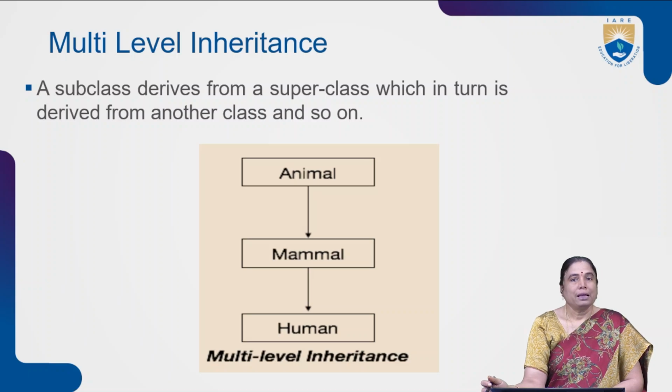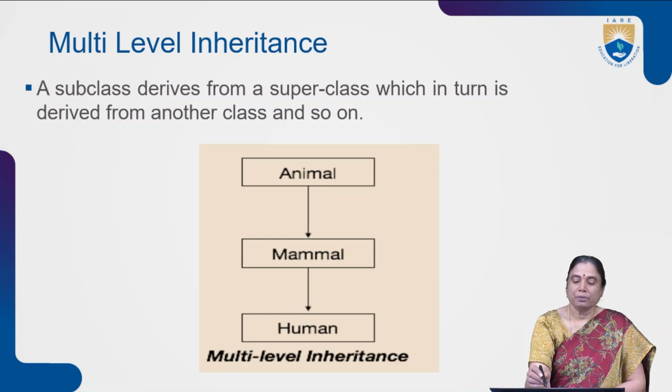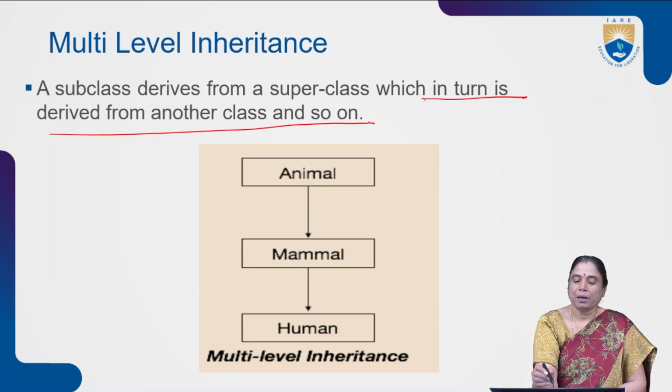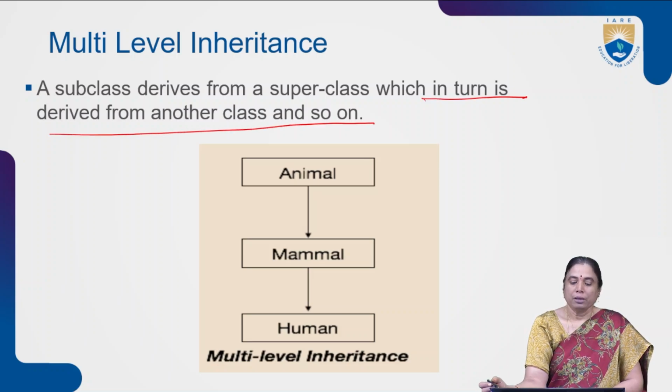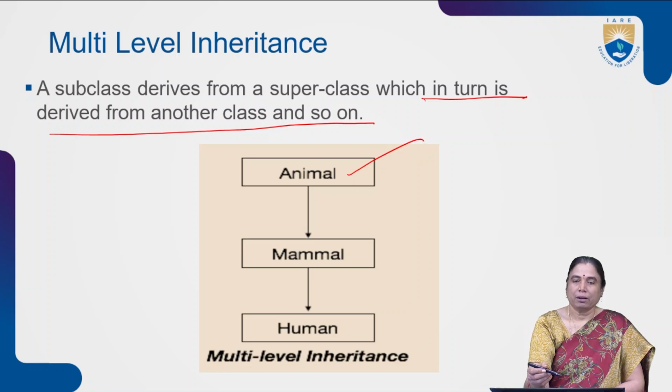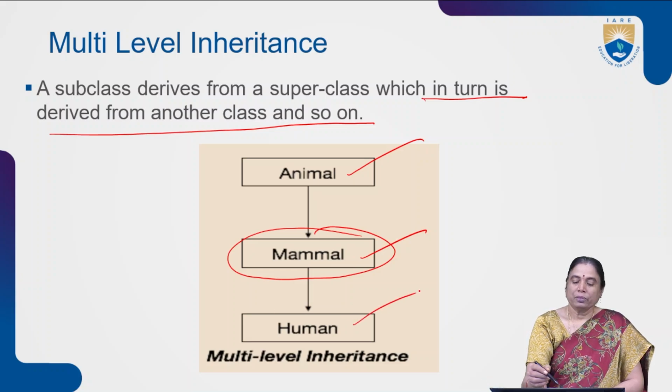Multi-level inheritance. A subclass is derived from a superclass, which in turn is derived from another class, and so on. So here in the multi-level, consider an example of the animal superclass from which a subclass is derived, that is the mammal class. So here this is the single inheritance, but from this derived class, one more derived class or subclass exists, that is the human. So this type of inheritance is called multi-level inheritance.